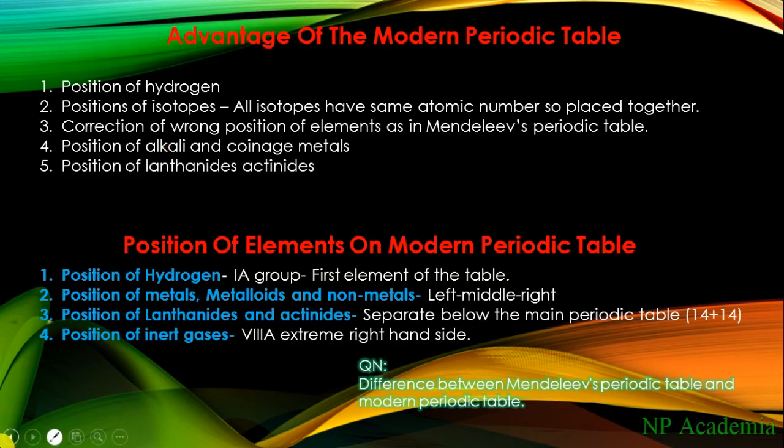Okay, now here we have to discuss the advantages of the modern periodic table. What are the advantages? Already we discussed the position of hydrogen, and the position of isotopes. You should know what isotopes are. Isotopes are those substances which have the same atomic number, but different atomic masses.